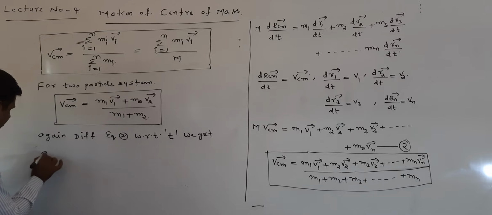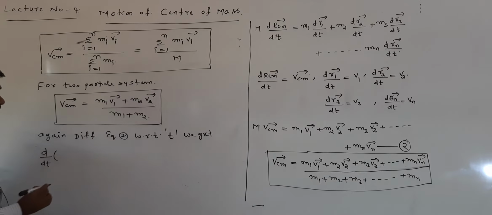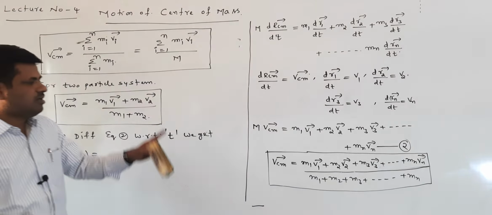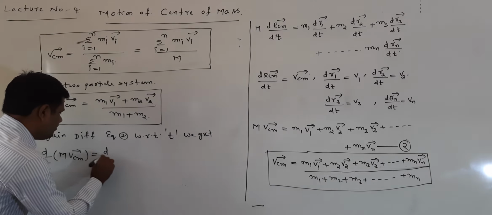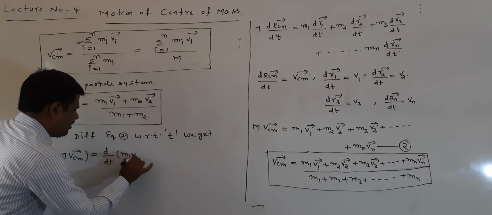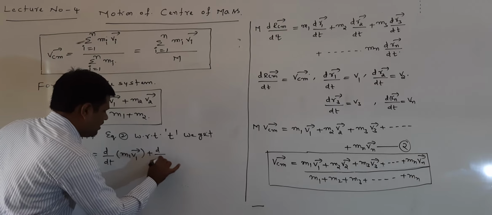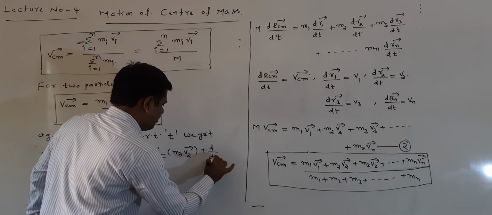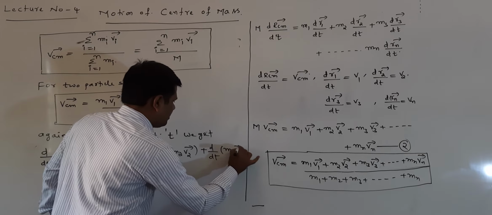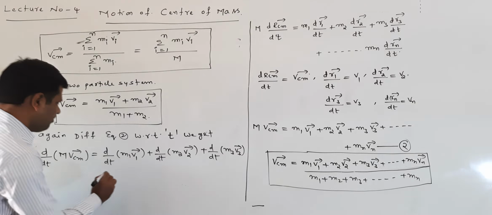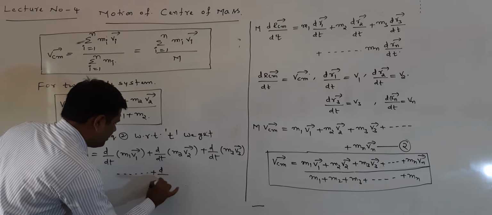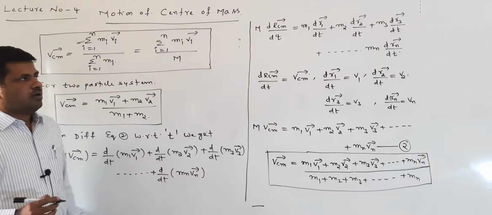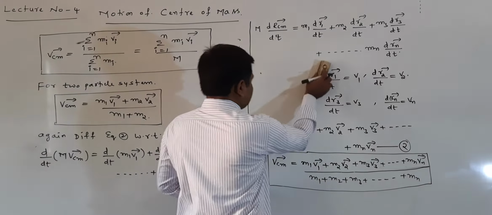Now I am writing d by dt of the equation m into Vcm bar is equal to, each term differentiated with respect to t: d by dt of m1 v1 bar plus d by dt of m2 v2 bar plus d by dt of m3 v3 bar plus and so on, d by dt of mn vn bar. Now I am changing this equation like this.